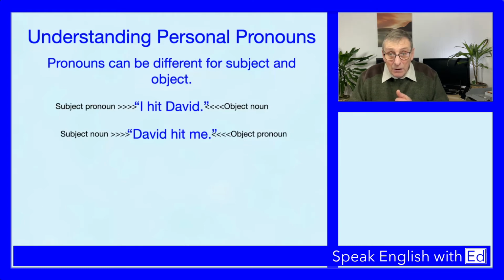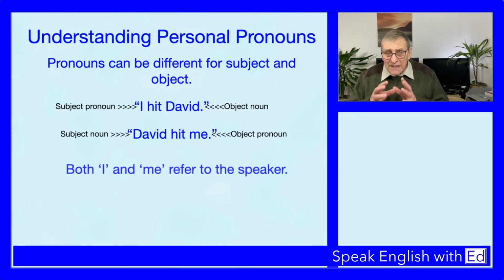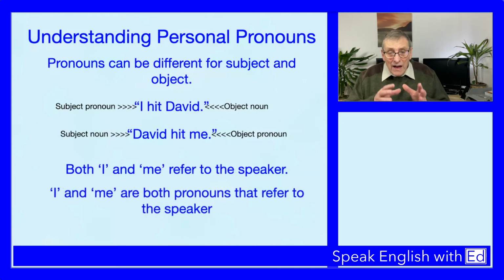I told you it was going to be a little bit complicated, so you need to watch these. Make sure you watch these a couple of times, but give yourself a break in between each one so you've got time to just digest it. Now, as you can see here, both I and me refer to the speaker. They both refer to the speaker, and both I and me are pronouns, but they're different pronouns referring to the same speaker. You refer to him in a different position with a different pronoun.